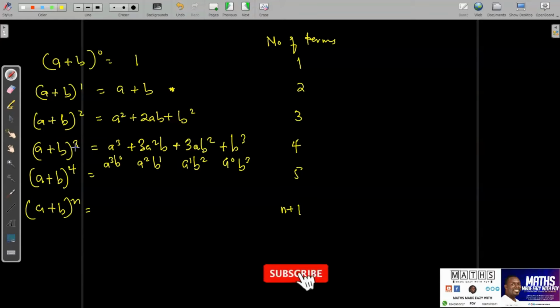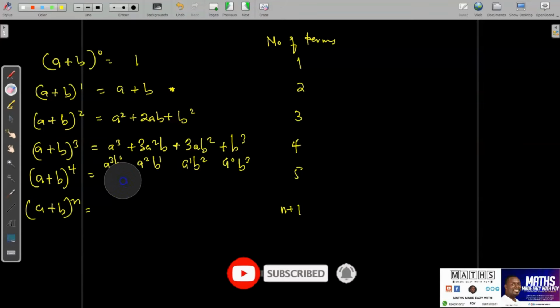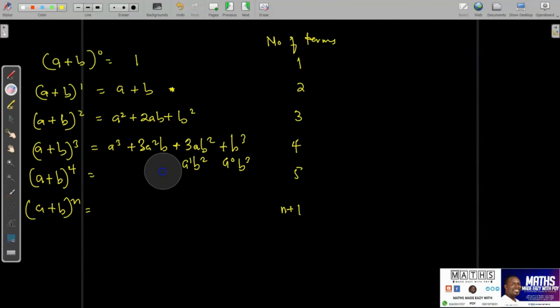The next that we came up with was that the number of terms can be found by adding 1 to the power. Exactly, very good. The highest power plus 1 will give you the total number of terms in the question. Are we all okay now? So now let's do something here.